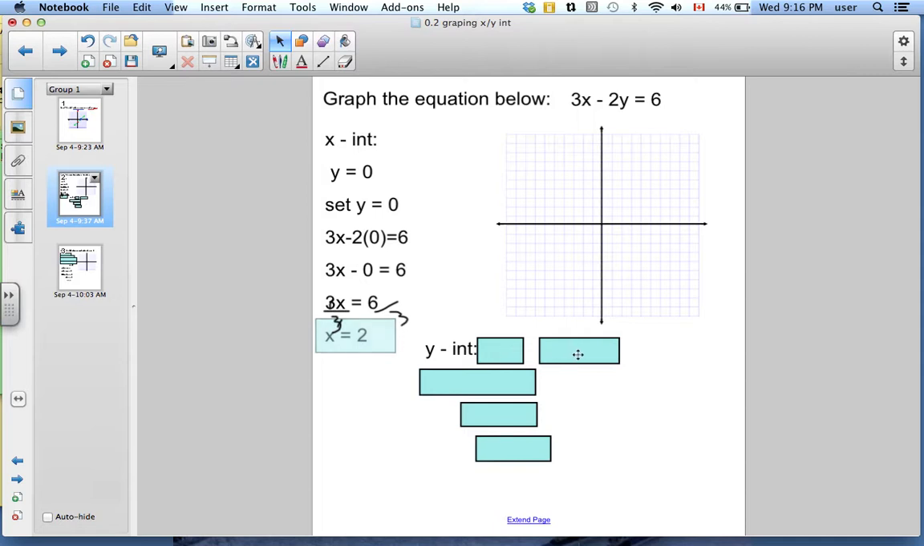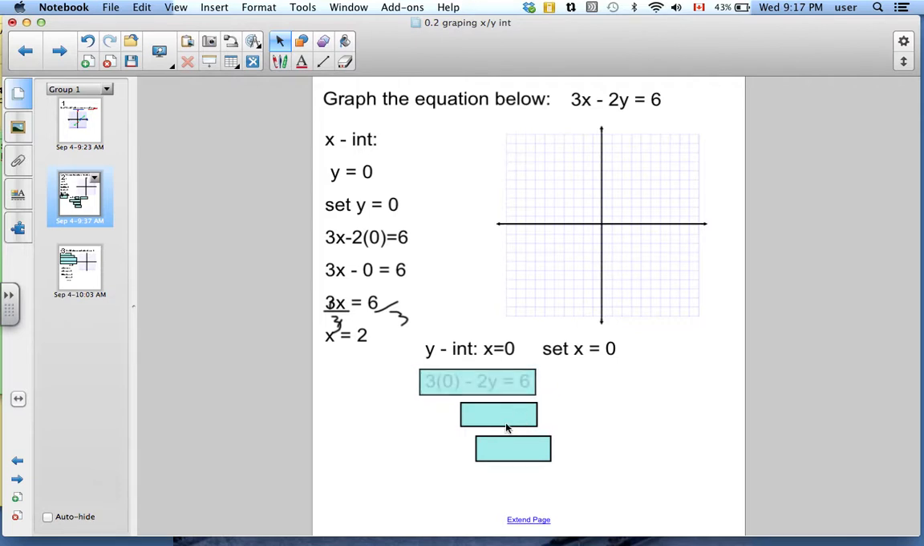Our next point we're going to look at is our y-intercept. So our y-intercept is where we know that our x value is equal to 0, so we can set x equal to 0. The next thing we're going to do is plug 0 for our x value. So you're going to get 3 multiplied by 0 minus 2y equals 6. So I didn't write this line here for the next one. So we know that 3 multiplied by 0 is 0. So you're going to have negative 2y equals 6.